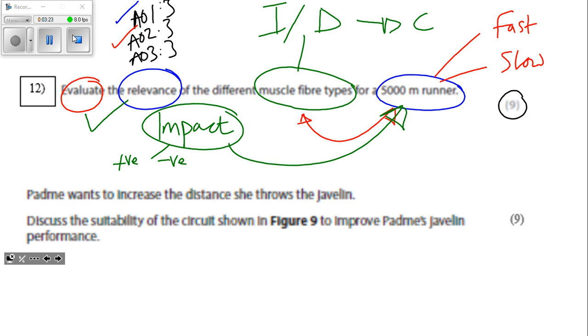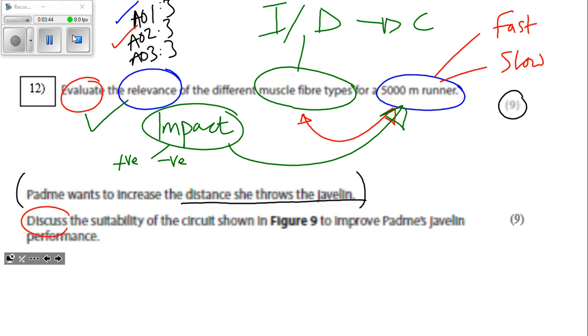Okay, now let's look at the second question. Remember I've said before, is there any information that we can get rid of? I guess there's not really here. This first bit I guess is a little bit relevant in that Padme wants to increase the distance of her javelin throw. I guess that's important. But let's take a look at the main question.